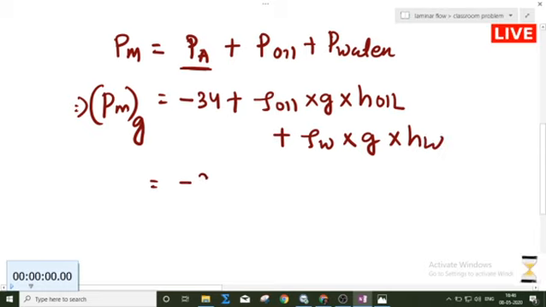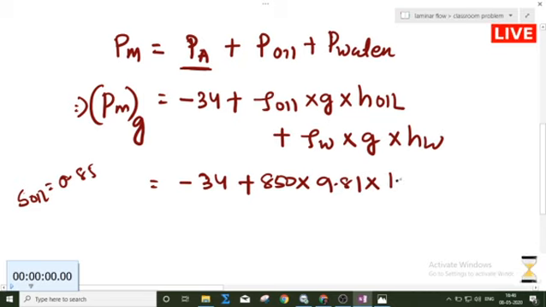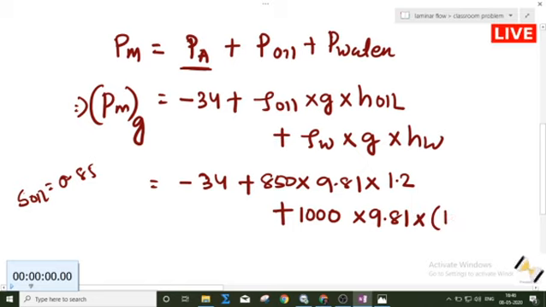So this is minus 34 plus density of the oil. How much is it? Because 0.85 is given to you as the specific gravity of the oil, so this is 850 into 9.81 into height of the oil, which is 1.2 as given, plus density of the water, 1000 kg per meter cube, into 9.81 into height of the water, this is 1.5 minus 0.1 you have to do.